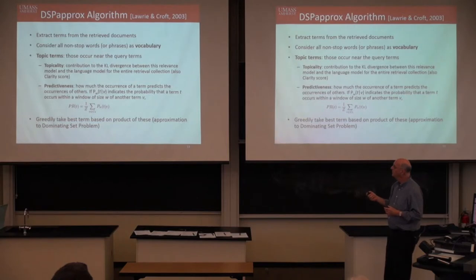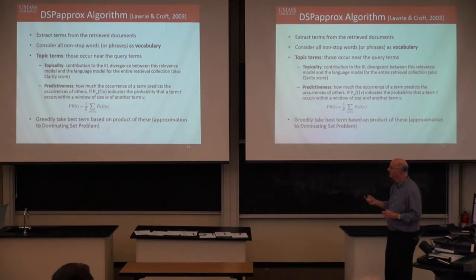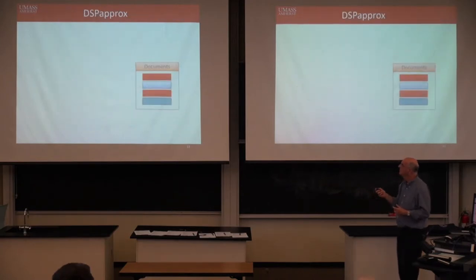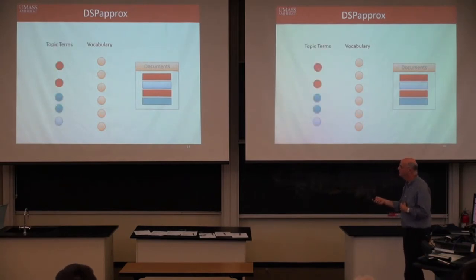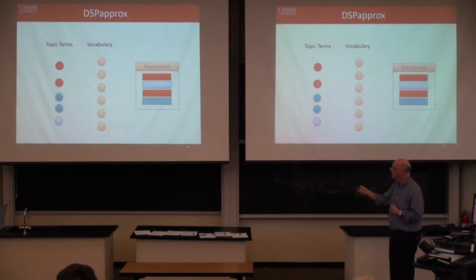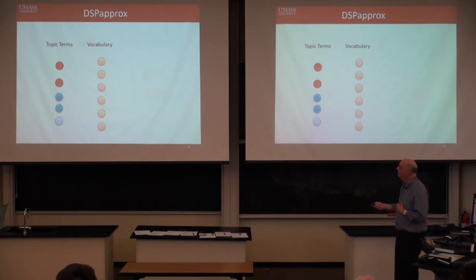And it's called DSP approx because this is an approximation to the dominating set problem, which is a problem in graphs, which tries to get the maximum coverage and predictability. So that's why it's called DSP approx. So, we start with vocabulary. There's the documents. There's a set of candidate topic terms, which are words and phrases that co-occur with vocabulary within a certain amount of vocabulary. It can be the same vocabulary. It can be just all the words and all the words again. But sometimes it's good to distinguish because, for example, if we're using phrases versus single words.